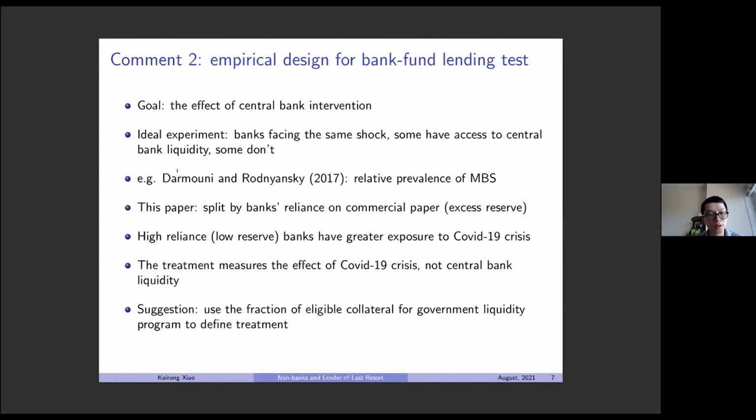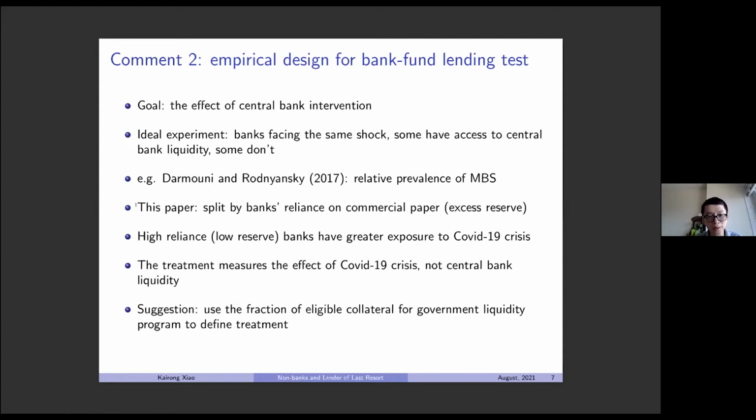An example of this, which is also cited in this paper, is Darmouni and Siani. They look at QE and at banks which have relatively more MBS in their portfolio, so that they can get better access to the central bank liquidity provision. Then they compare the banks afterwards.